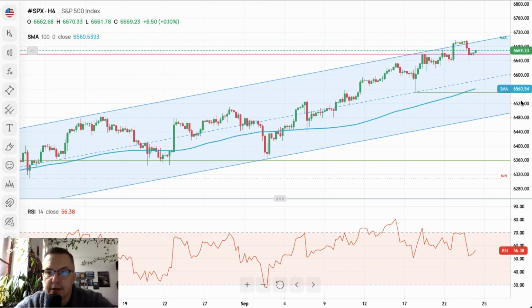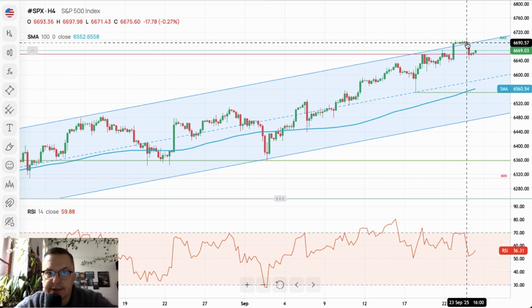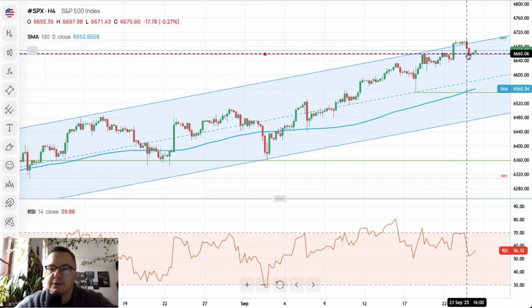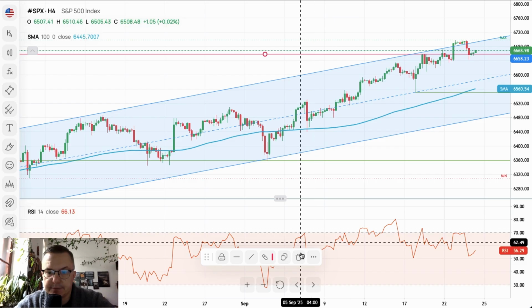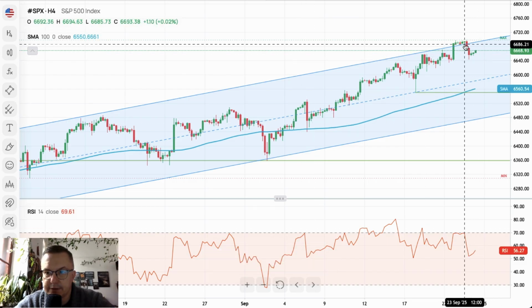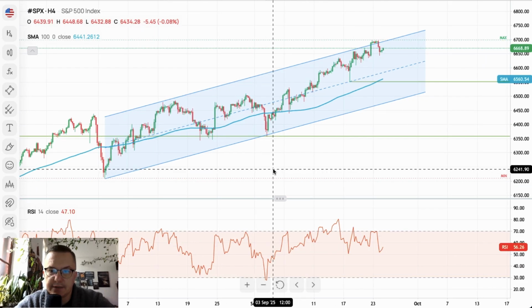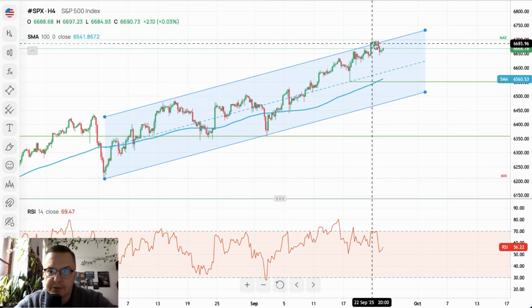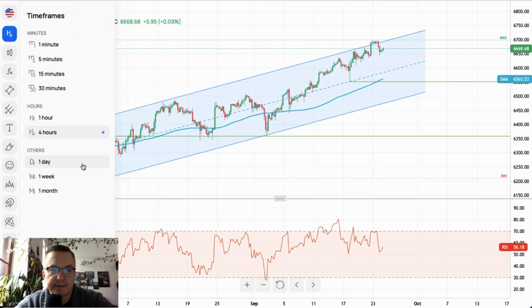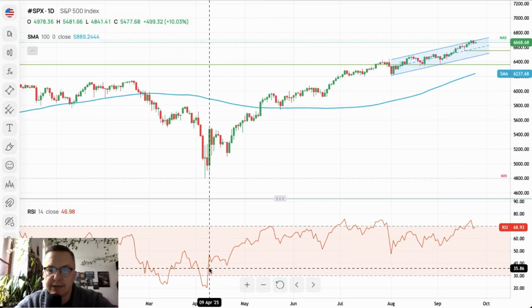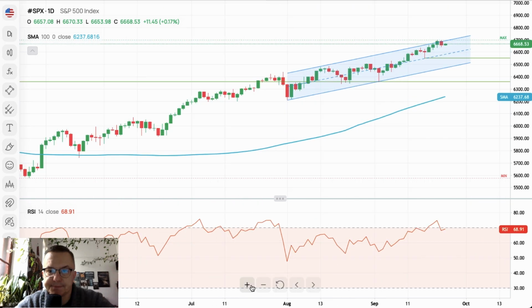S&P 500 makes another swing high, 6,697, and then jumps lower towards our previous level of technical support. Nevertheless, this time it's been used very, very quickly, because it got violated. We are still moving inside of this channel. So we tested the upper channel line, we broke slightly above it, and then the market reversed back lower. On a daily time frame chart, it looks like this.